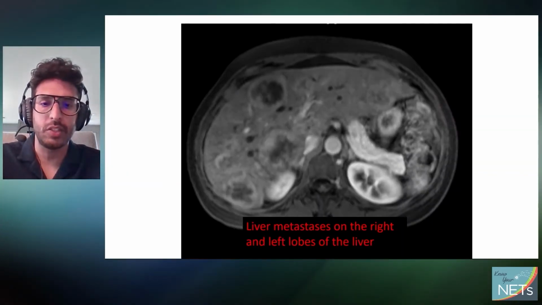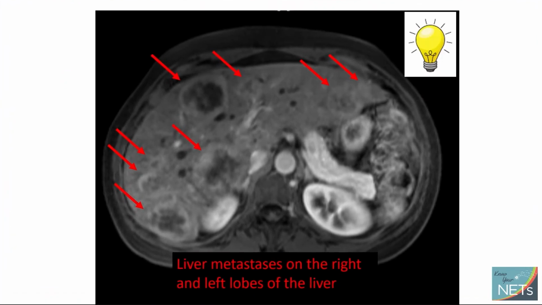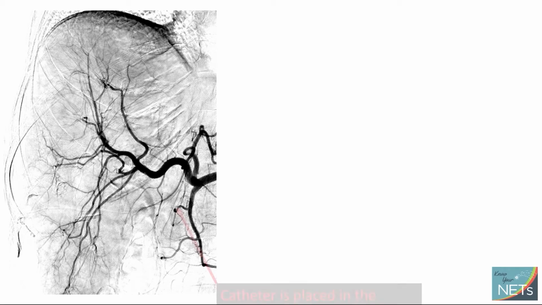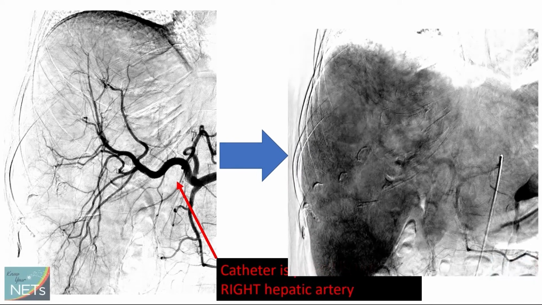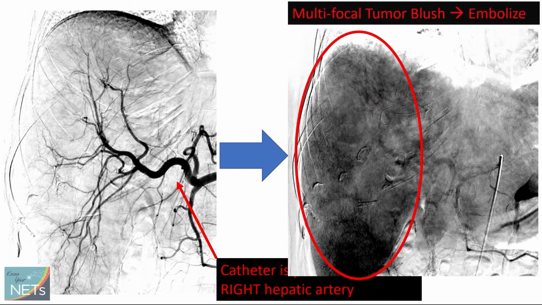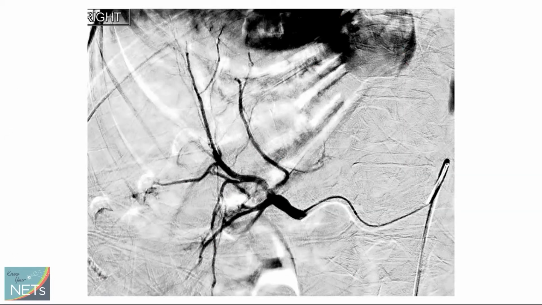So here's another example. This is a patient I recently treated. She had liver metastasis on both the right and left lobes of the liver. You can see here the arrows are outlining multifocal tumor. Just like a light bulb, these light up bright white. And then this is the angiogram. We're going to take a catheter into the right hepatic artery first. Typically I divide the treatments up into a right and left, and we separate that by 1 month. Once we select that, you can see all this dense tumor blush. Because of this tumor blush, we're going to embolize that with the beads that I mentioned.